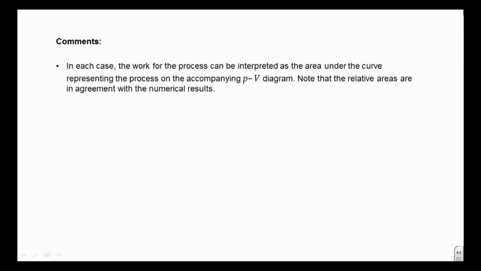In closing, I would like to make a few comments. In each of the cases, the work for the process can be interpreted as the area under the curve representing the process on the PV diagram. Note that the relative areas shown graphically are in agreement with the relative magnitude of the numerical results we obtained.